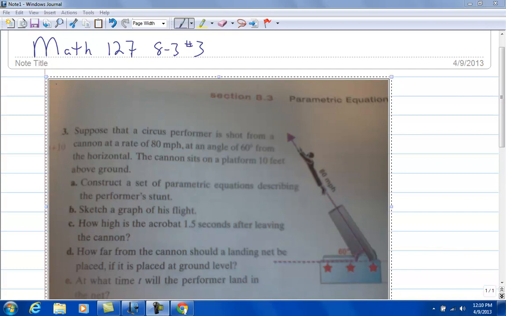80 miles per hour at an angle of 60 degrees from the horizontal. The cannon sits on a platform 10 feet above the ground. Construct a set of parametric equations describing the performer's stunt. And that right there is, I'd say, 90% of the problem.